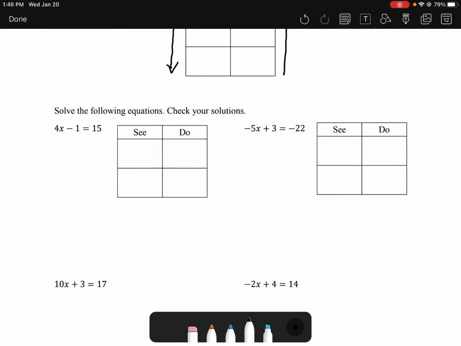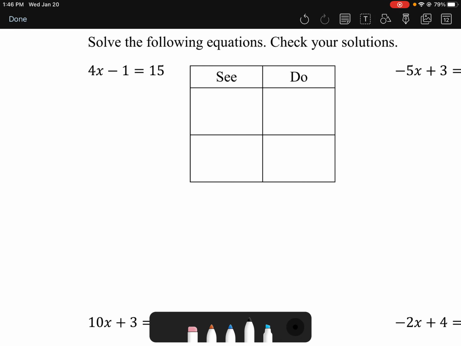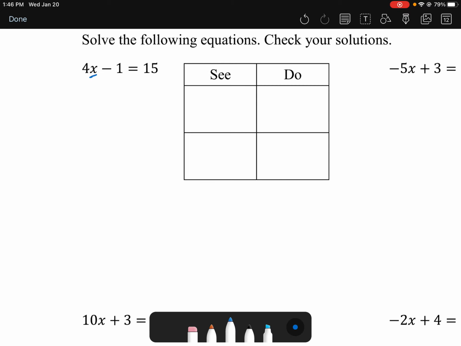So let's try it out together in this first equation here. I have 4x minus 1 is equal to 15. I'm going to look at x and say, okay, directly, what am I doing to my x variable? Looking at order of operations, I can see that the first thing I'm doing is multiplying by 4. You can see I have 4x, I'm multiplying it by 4. After I multiply it by 4, I am subtracting 1.